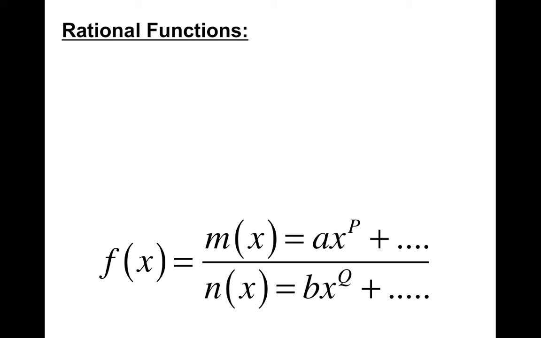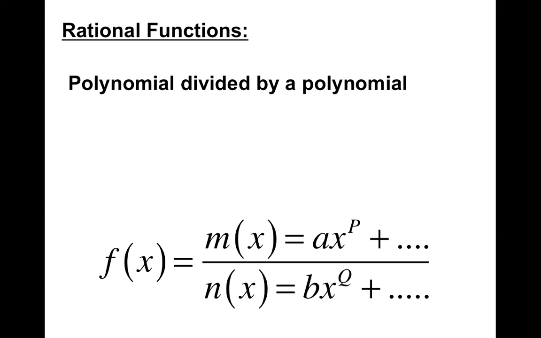So back to seriousness. A rational function is a polynomial divided by a polynomial. So in this example, we would be dividing m of x by n of x. And that gives us f of x.